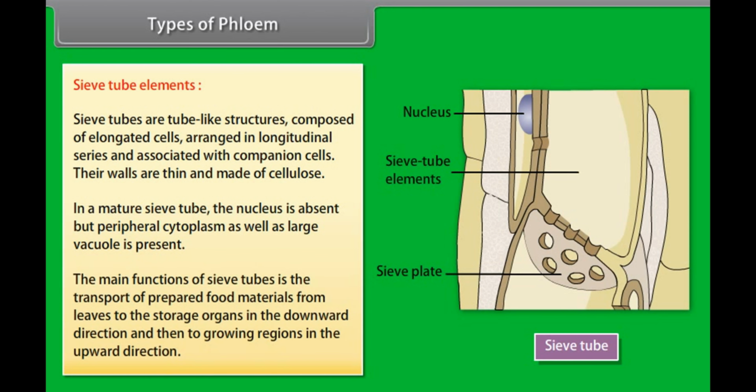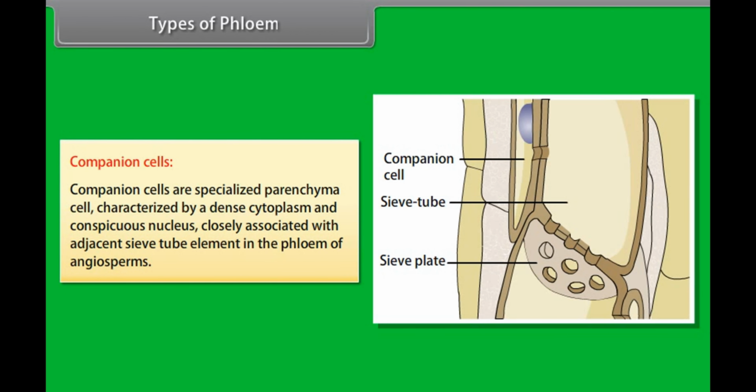The main function of sieve tubes is the transport of prepared food materials from leaves to the storage organs in the downward direction and then to growing regions in the upward direction. Companion cells. Companion cells are specialized parenchyma cells characterized by dense cytoplasm and conspicuous nucleus, closely associated with adjacent sieve tube elements in the phloem of angiosperms.